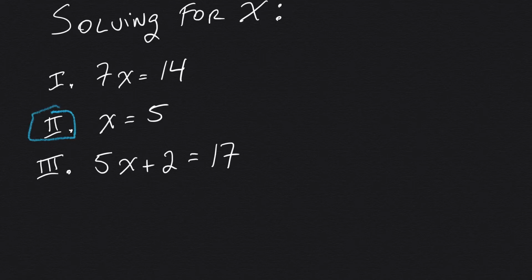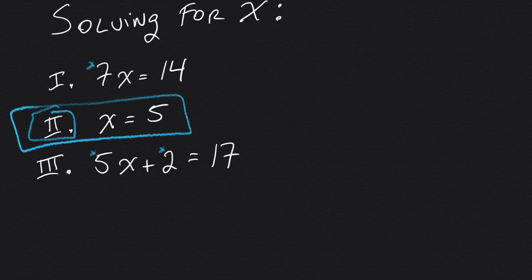Let's look at equation 1 and let's look at why it has not been solved for x. Here it is. It has a neighbor. Look at equation 3. It has 2 neighbors. It has the 5 as well as the 2. The only equation listed that has been solved for x is indeed equation 2.